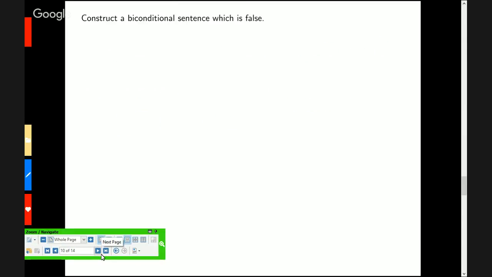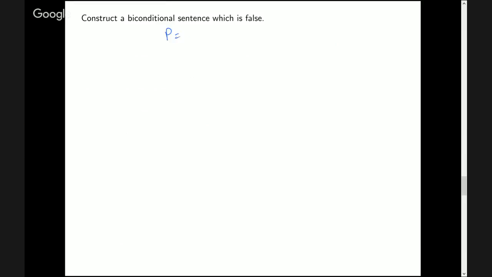Okay. Construct a biconditional sentence which is false. How do you get one to be false? One has to be true and one has to be false. So let's agree to make P true and Q false. So give me a sentence for P. What are you going to make? 2 plus 2. We want it to be true. If 2 plus 2 equals 4, if and only if. And now we need a false sentence.